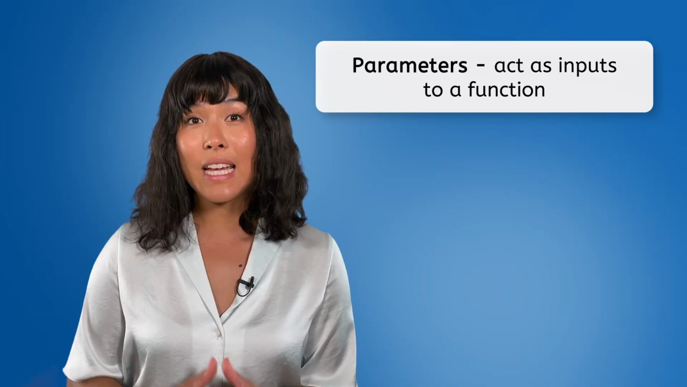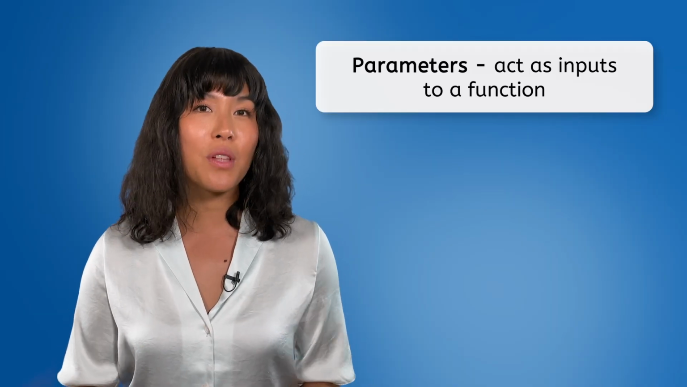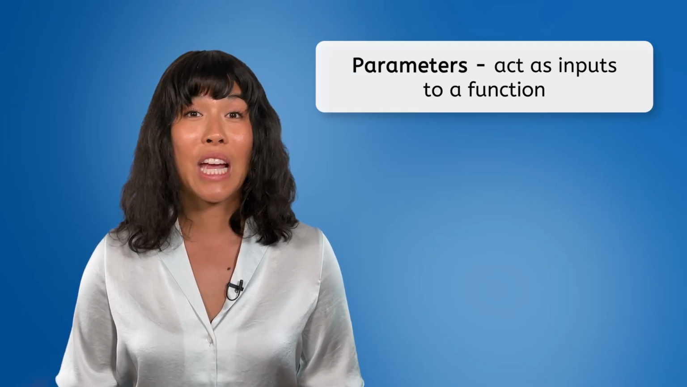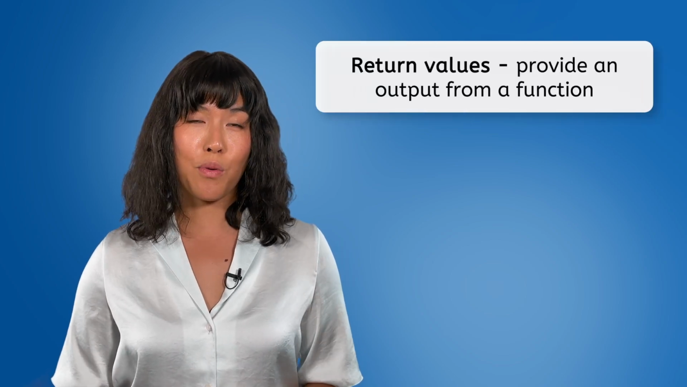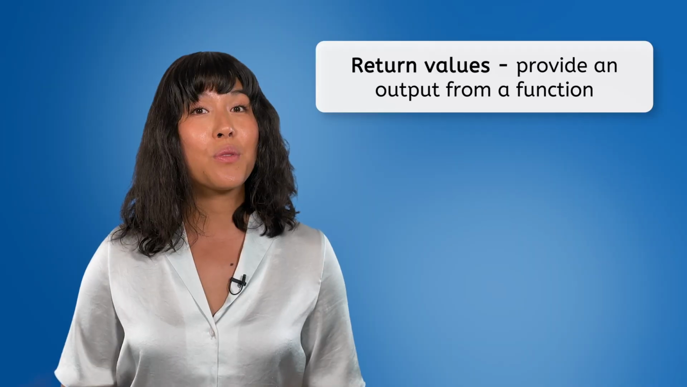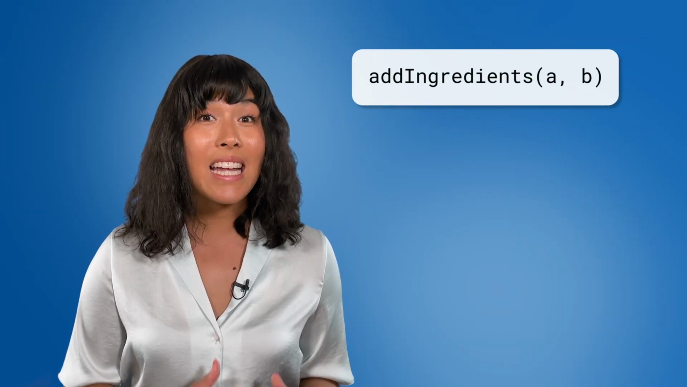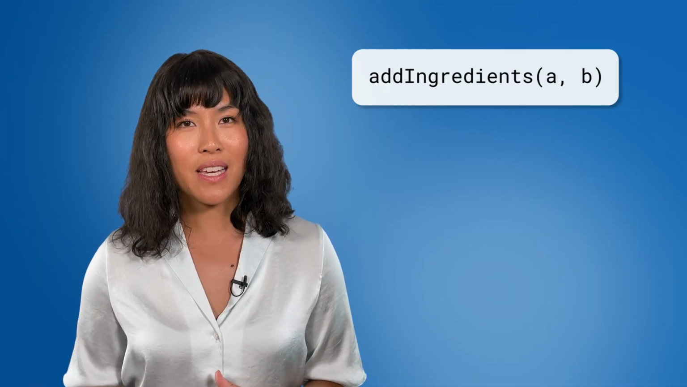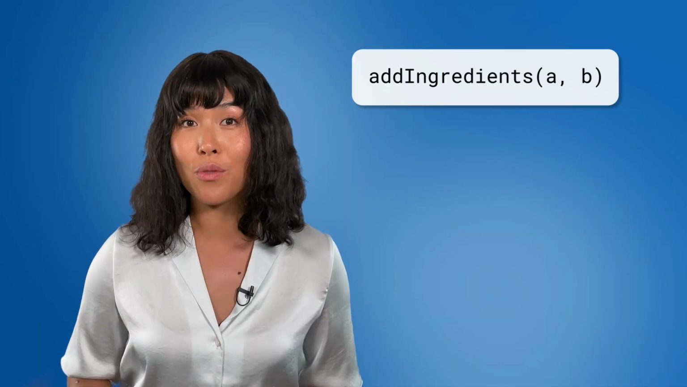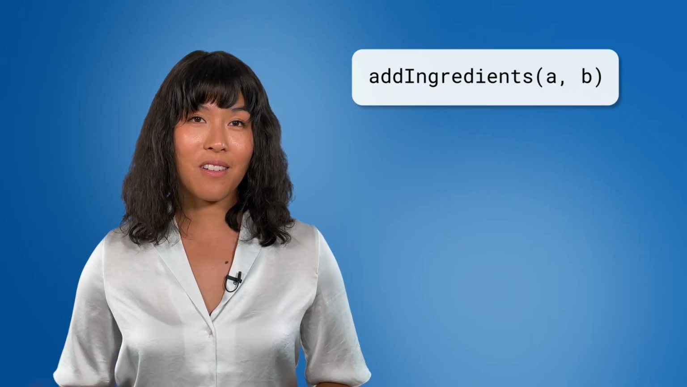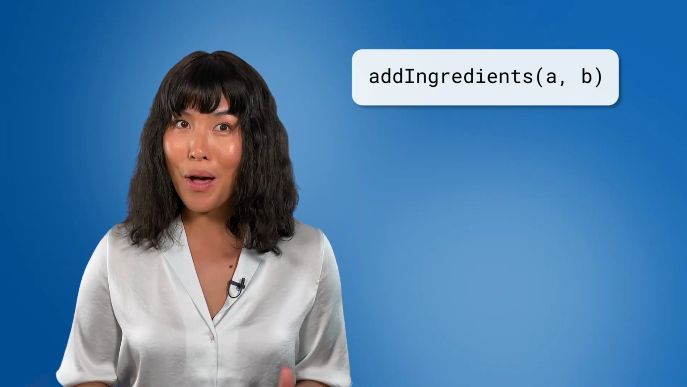Now, let's see how to use parameters and return values with our function calls. Parameters act as inputs, providing essential information for the function to carry out its task. Similarly, return values provide an output that we can use in our code. For example, we have a function called add ingredients A, B, which takes the amount of two ingredients, adds them together, and returns the sum.